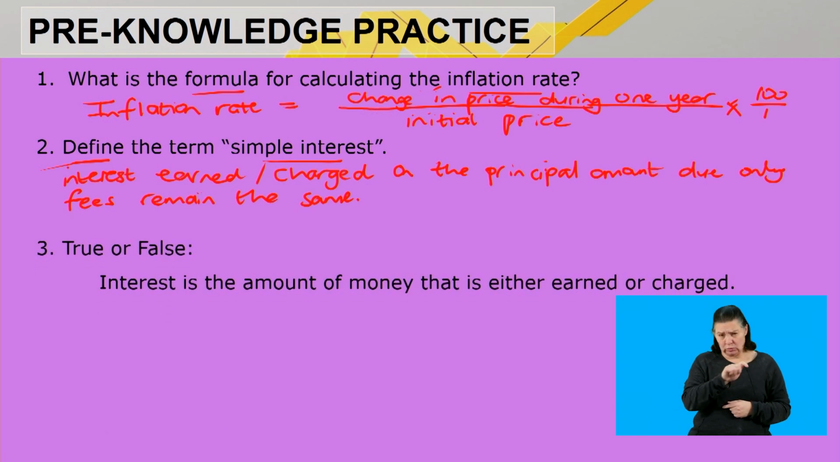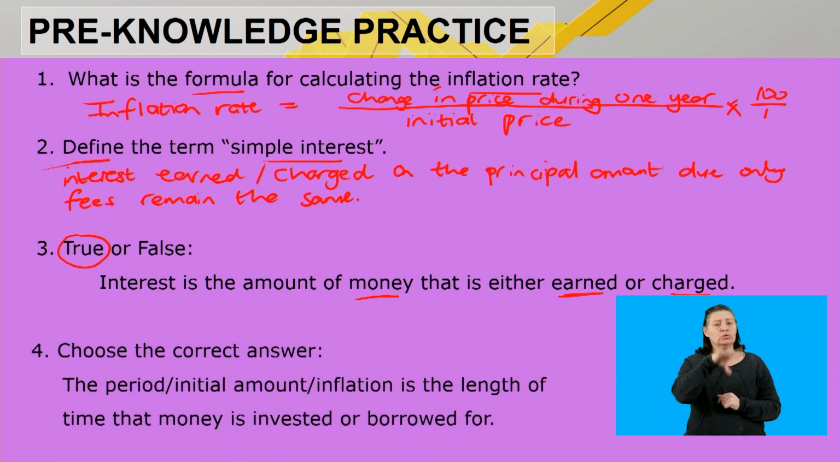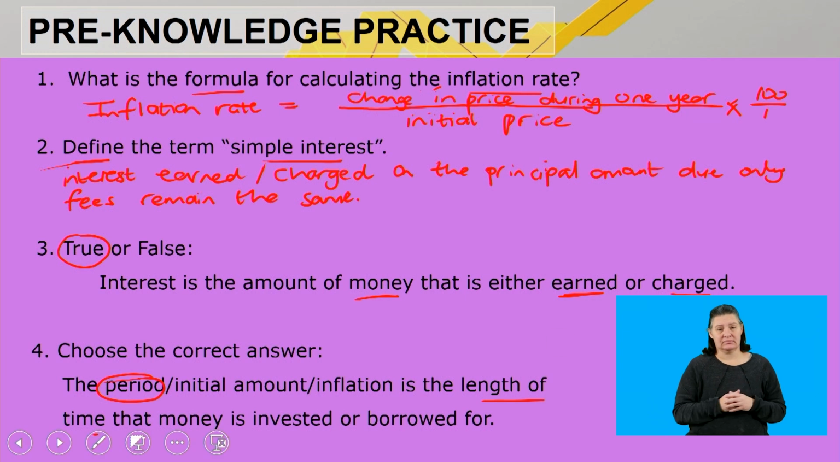Then our third question. State whether the following is true or false. Interest is the amount of money that is either earned or charged. So in this case, that is definitely true. It is money that is either earned or charged. Then also important here, question number 4, choose the correct answer. The period, initial amount or inflation is the length of time that the money is invested or borrowed. So in this case, the correct answer will be the period. The period is the length of time that the money is invested or borrowed for.